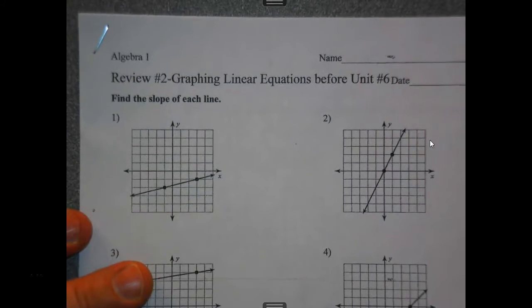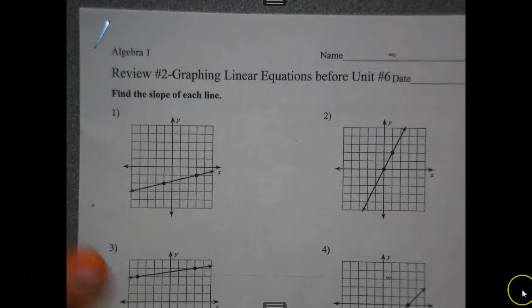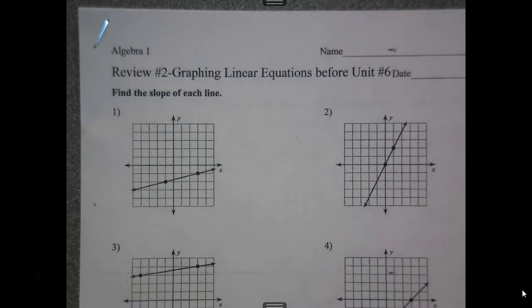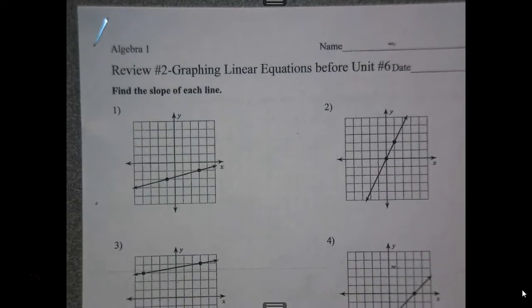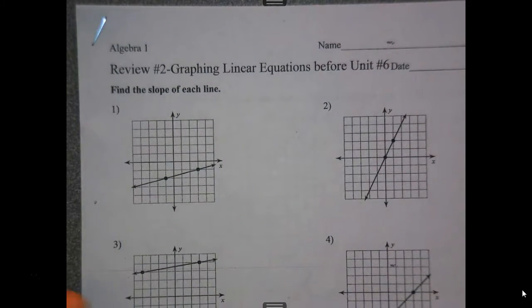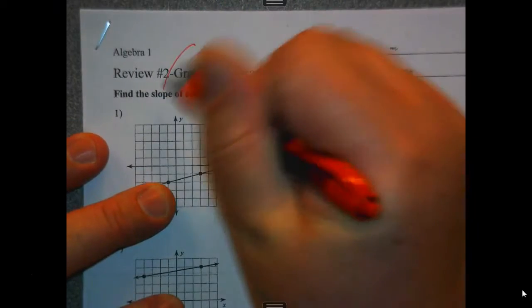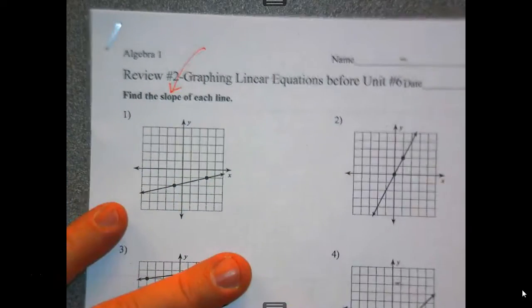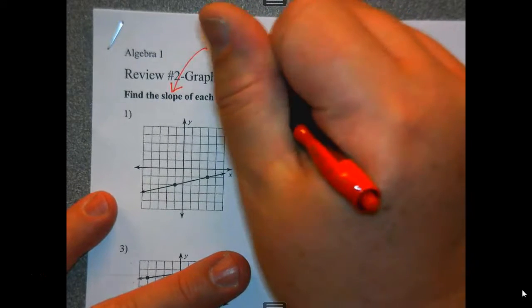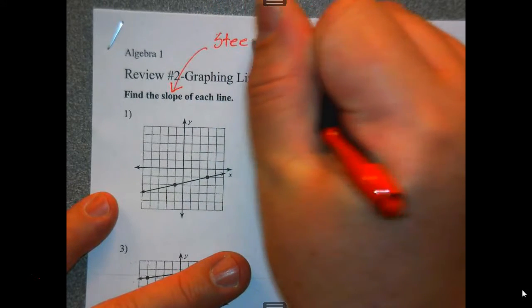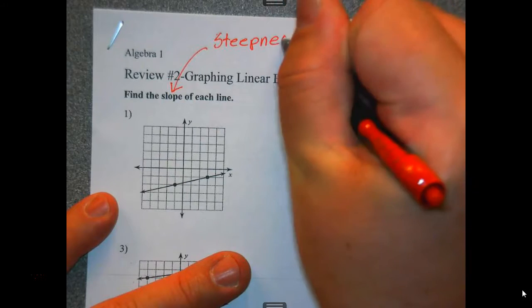It says slope. What's the slope of a line? Okay, what is the slope? What is the definition of slope? Anybody? Yeah, it's the steepness of a line, right? That's the English verbal definition. The steepness of a line.